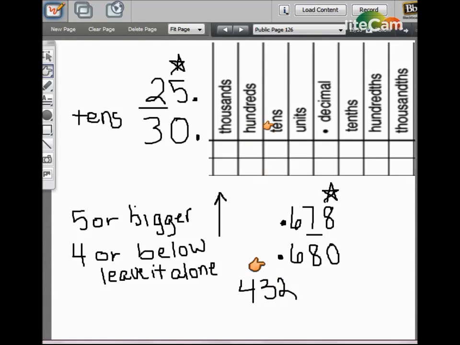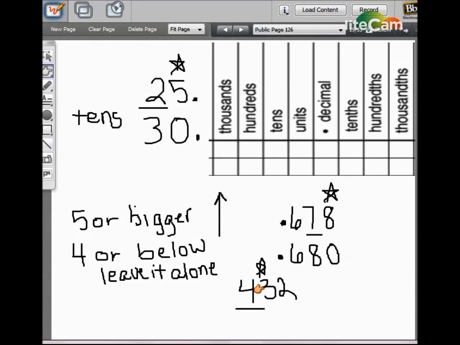That's where I'm rounding to. I'm going to underline the place I'm rounding to. Star the number after it. You always star the number after it. I'm going to look at that star of the show. If it's 5 or bigger, I'm going to give my 4 a shove up to the next number. But if it's 4 or below, I'm going to leave that 4 alone.